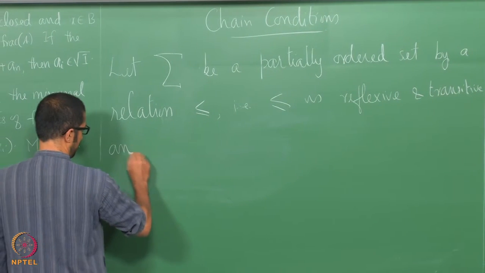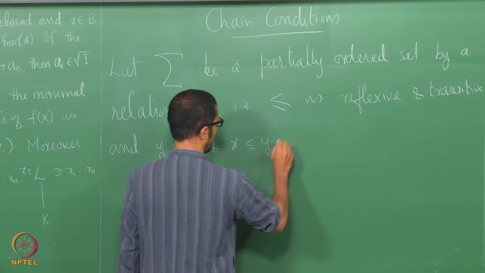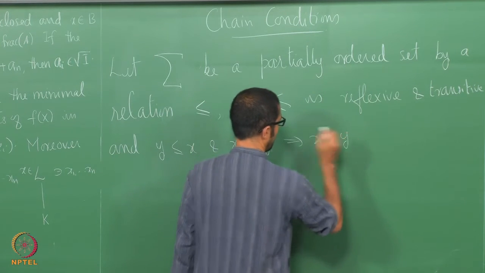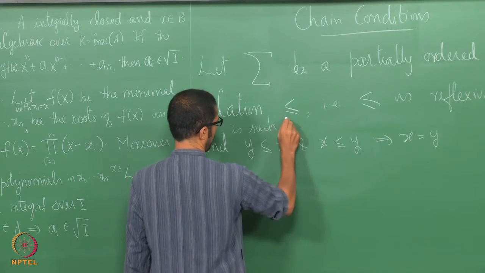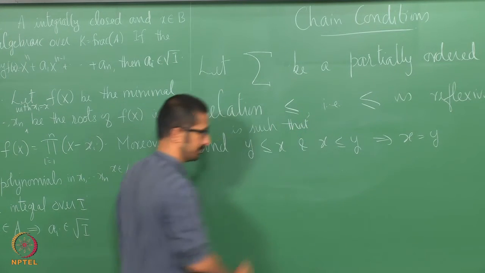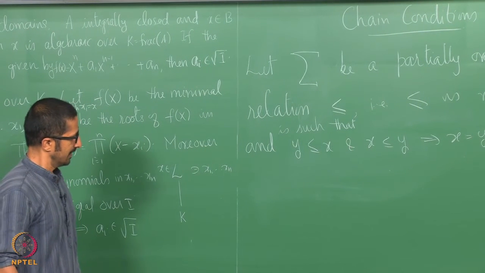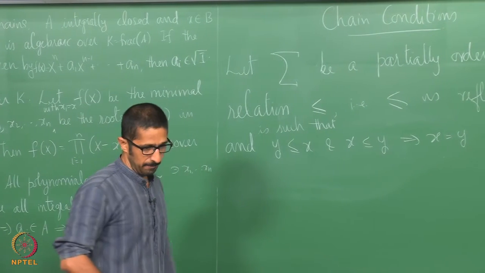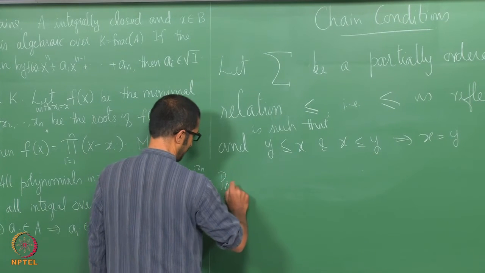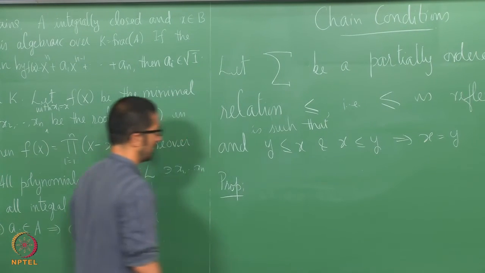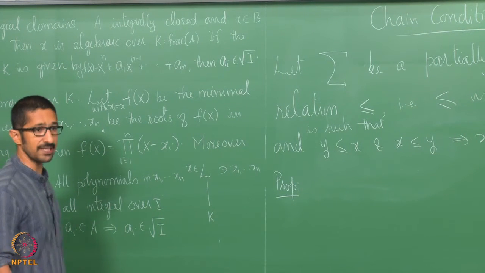And y less than or equal to x and x less than or equal to y implies x equals y. Okay. So first let us see a nice characterization of what is meant by a chain condition.